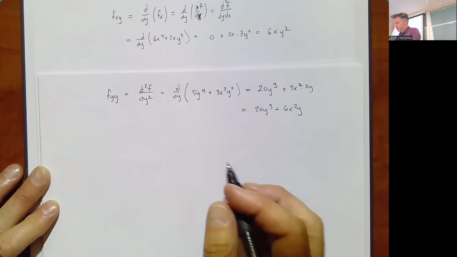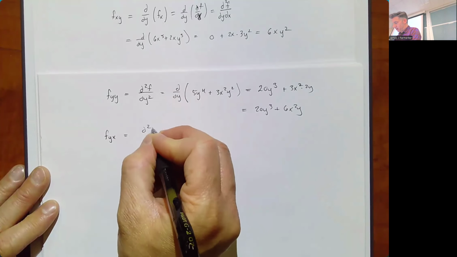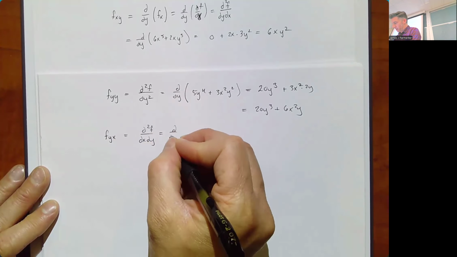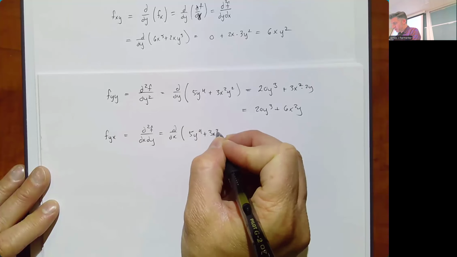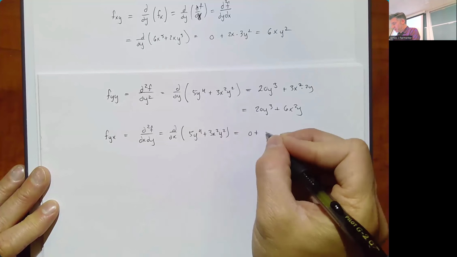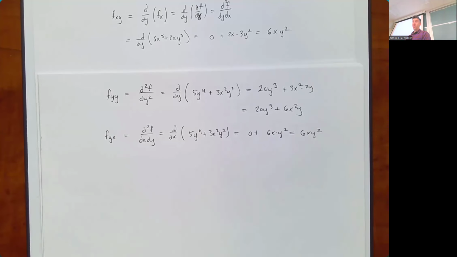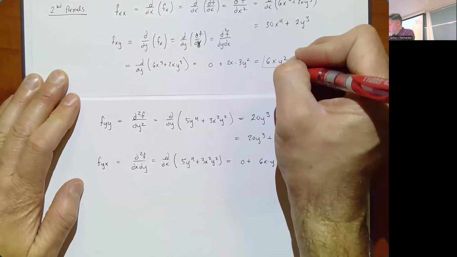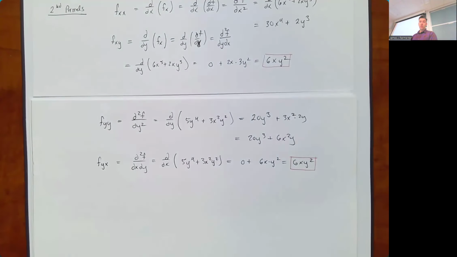And finally, the mixed partial fyx, which is del squared f del x del y, or the partial with respect to x of my partial with respect to y. Well, taking the derivative of this with respect to x, we're going to get exactly 0 plus 6x times y squared. And not coincidentally, the mixed partial one way ends up being the same as the mixed partial taken the other way. And that is generally true.